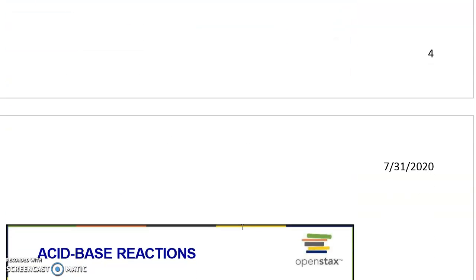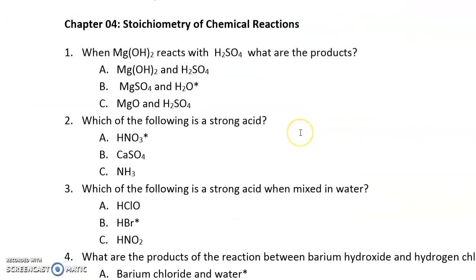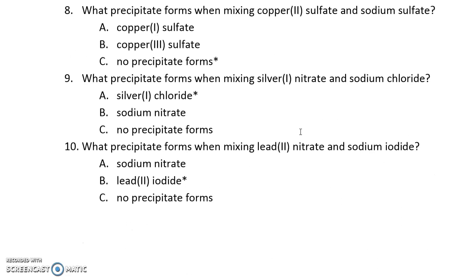All right, let's work on some problems. Let's look at problem number 8 over here. What precipitate forms when mixing copper sulfate and sodium sulfate? Okay, so copper sulfate is soluble. Sodium sulfate is also soluble. And there's no other combination. So when you mix these two, nothing will happen.